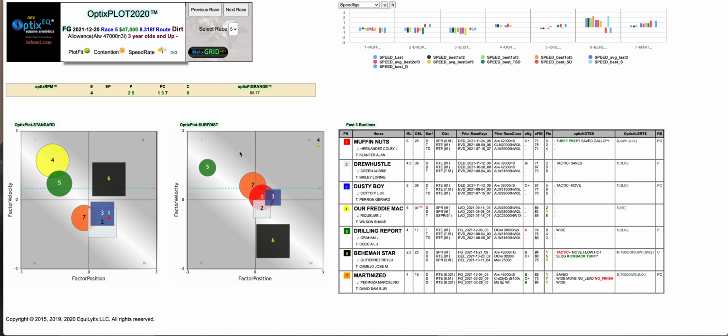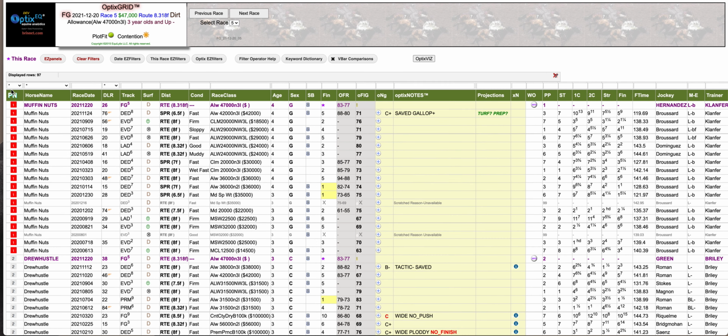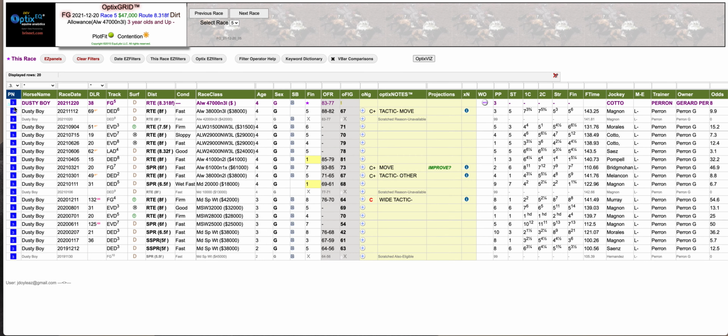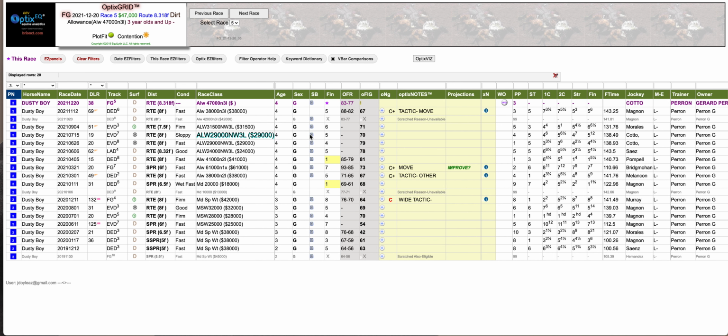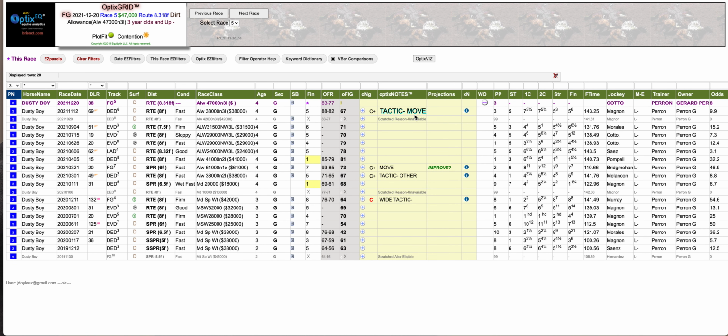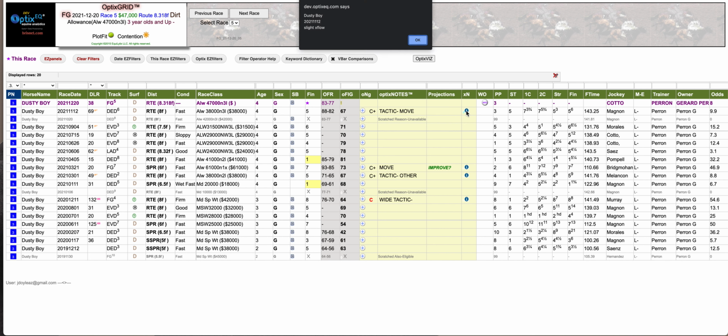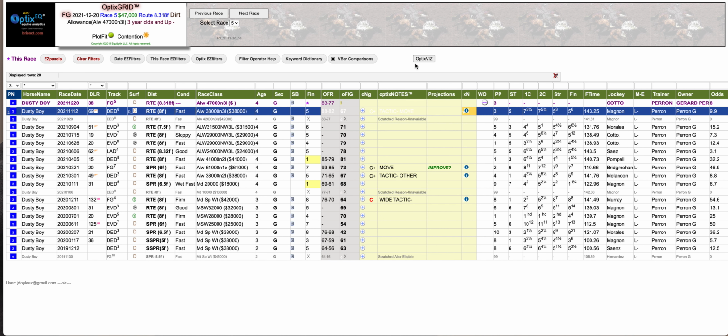So he's a contender. And I thought the other horse that looked interesting in here was the number 3, Dusty Boy. I'm just going to flip to him. Okay, so he had tactics minus in his last race. And if we just pull the extended note, he was slightly against the flow. So he made a move against the flow and kind of flattened out.